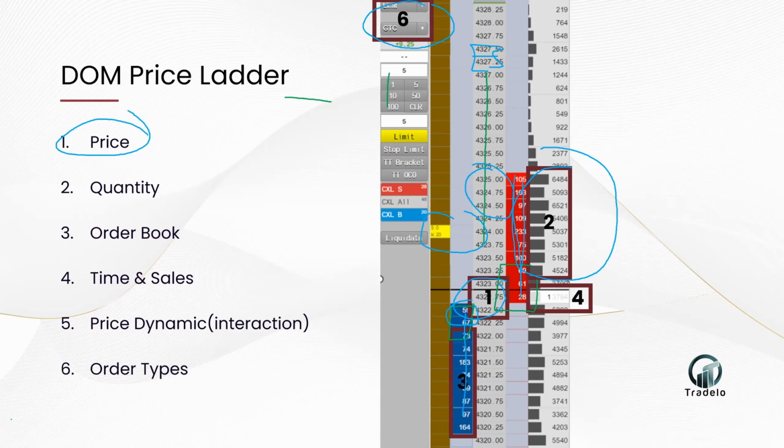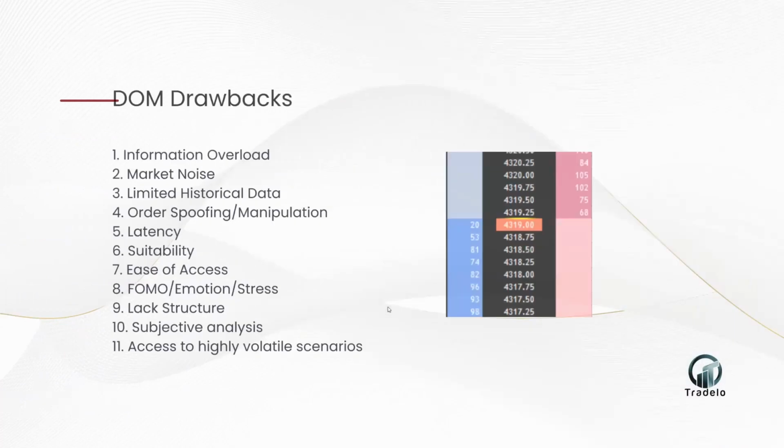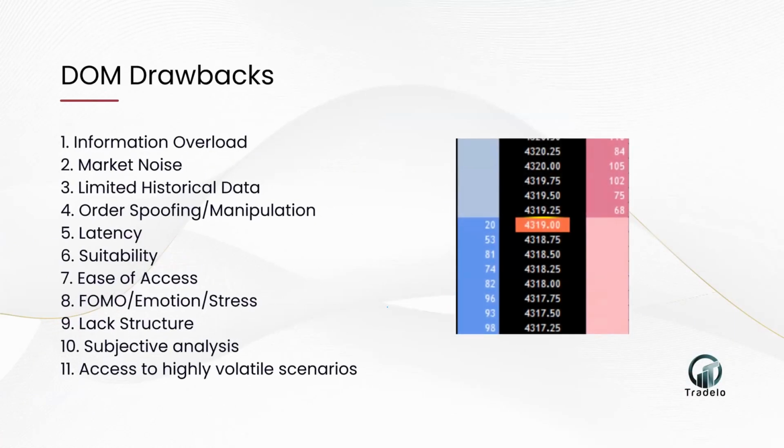But whilst the depth of market can be a very valuable tool for many traders, it's got some extreme drawbacks. I'm going to take you through those drawbacks and limitations that you need to be aware of. The first, information overload. If you've ever watched a DOM, it can display a lot of information simultaneously. It can be very overwhelming for most traders, especially beginners. Managing and interpreting all this data in real time is extremely challenging.